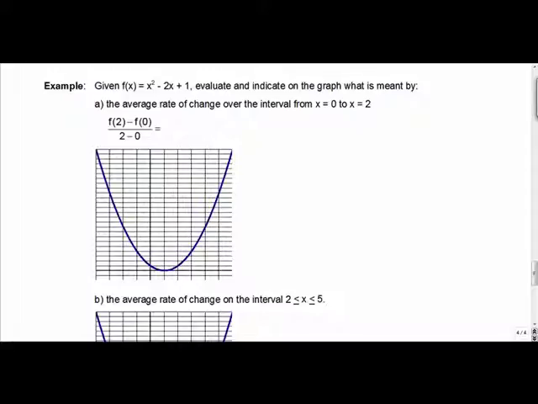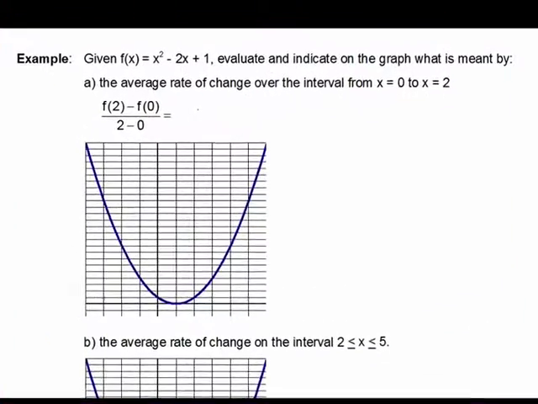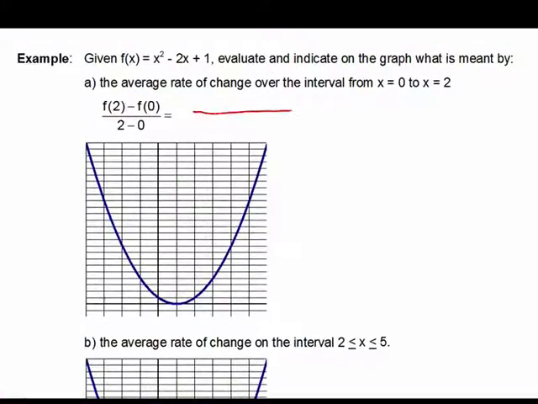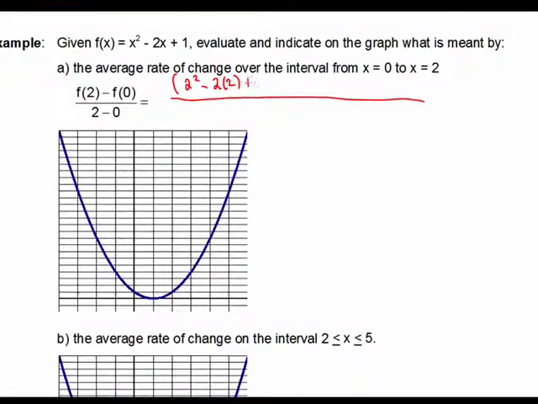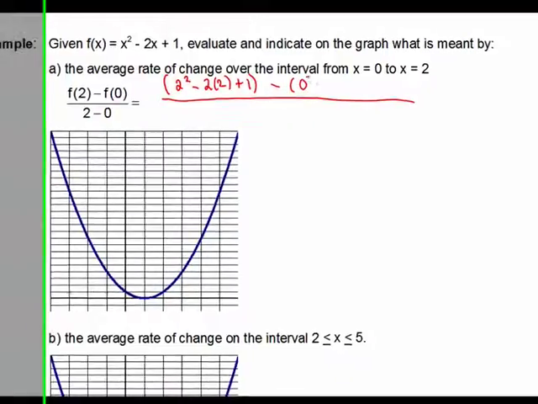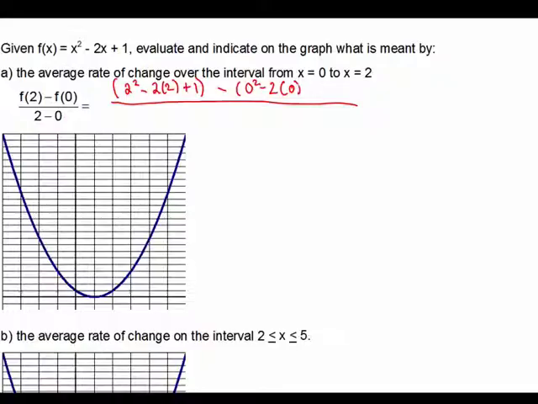So if we were going from 0 to 2, we would do f of 2 minus f of 0 over 2 minus 0. So I would then have to go into my function and figure out what f of 2 is, and remember we do that just by substituting in 2. So we'd have 2 squared minus 2 times 2 plus 1, which I put in parentheses, and that'll become obvious why I did that in just a minute. Then I'm going to do f of 0, and that would be 0 squared minus 2 times 0 plus 1 over 2 minus 0, which I'll just write as 2.